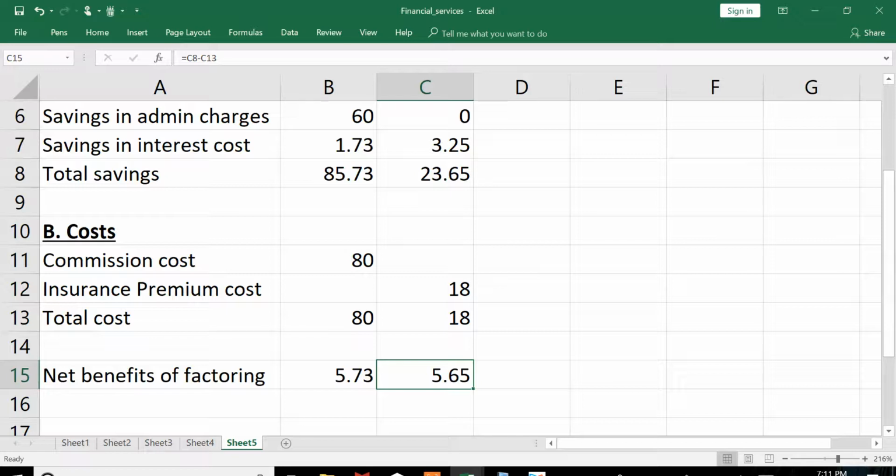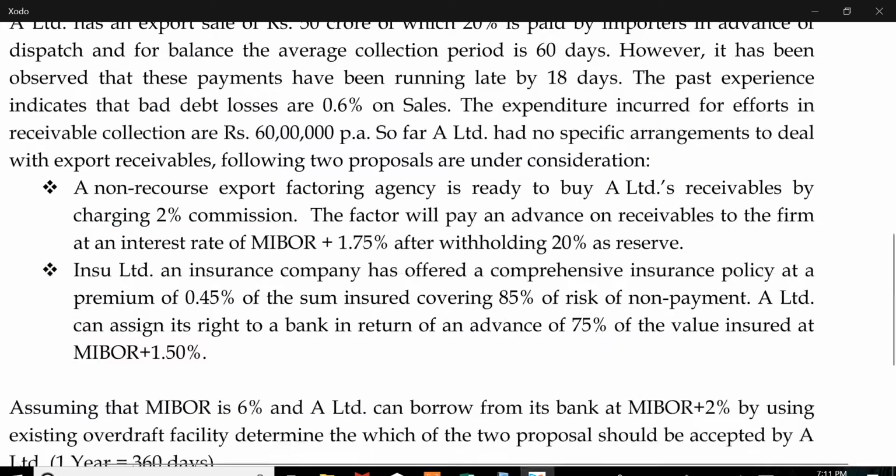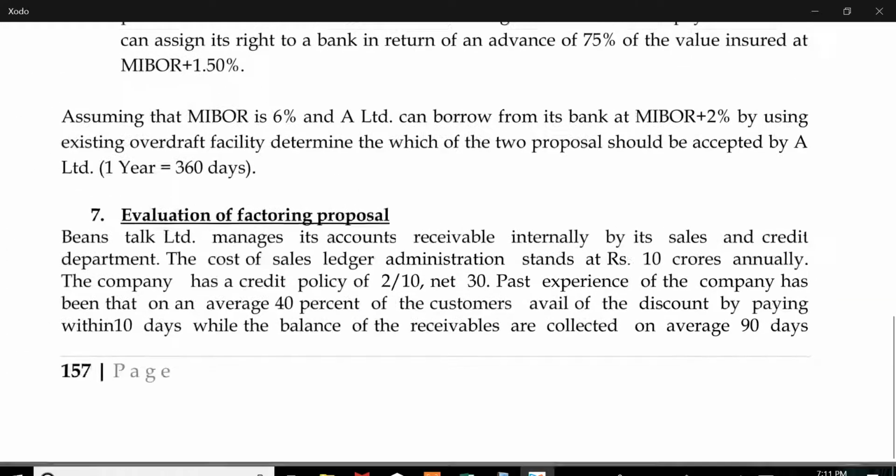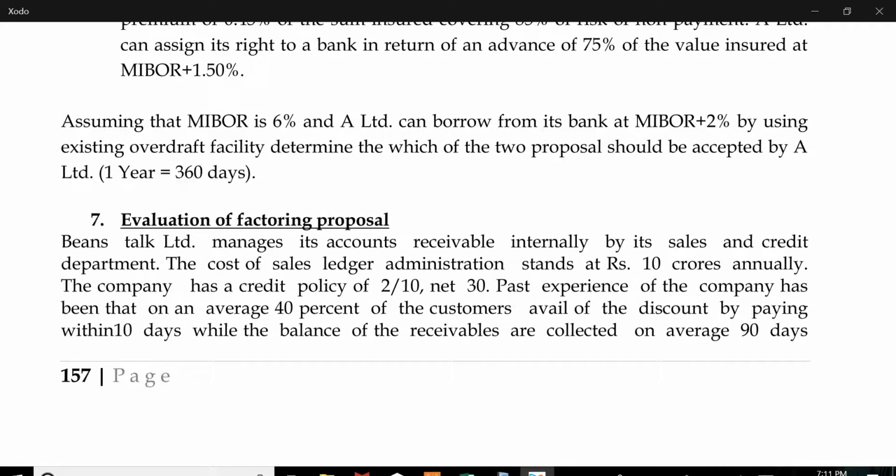Can you proceed? Any doubts in this? Clear? I'll proceed to question 7. Go through the question. Please go through question.